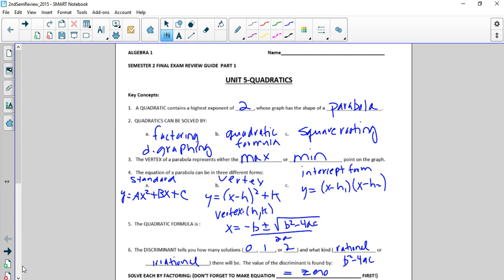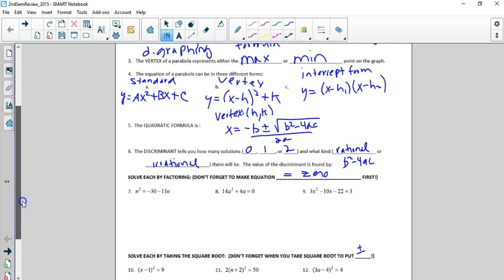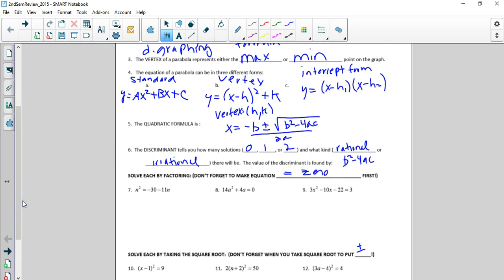So the first part, vocabulary. I'm not going to read this to you. You can read yourself. Hit pause, read yourself. The different forms and such. Alright, you will have the formula for the quadratic formula on a sheet, so you will not have to worry about that.